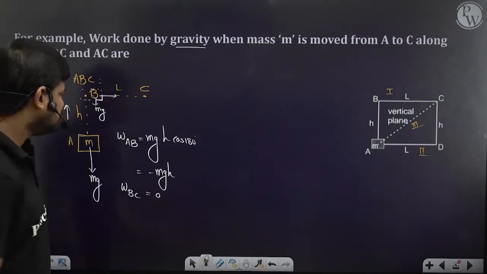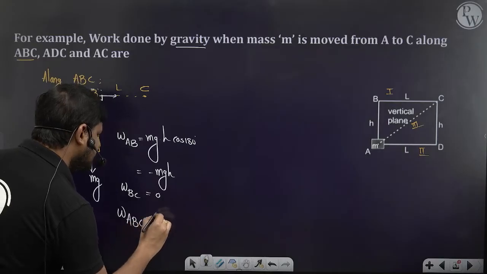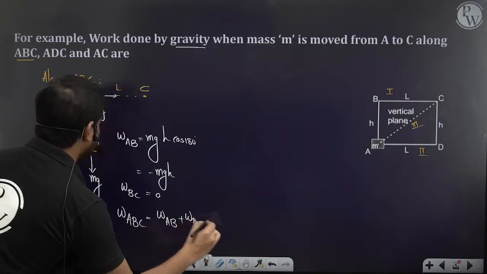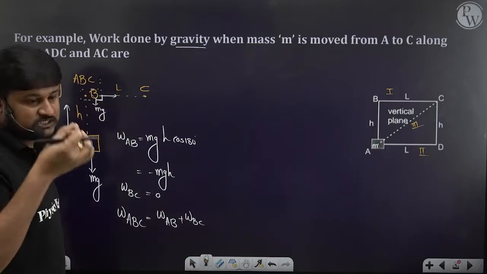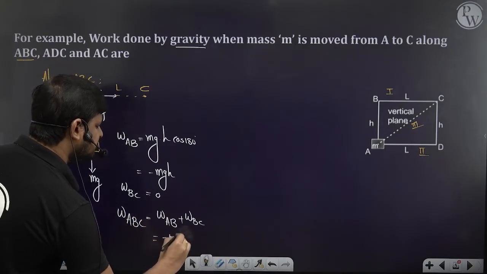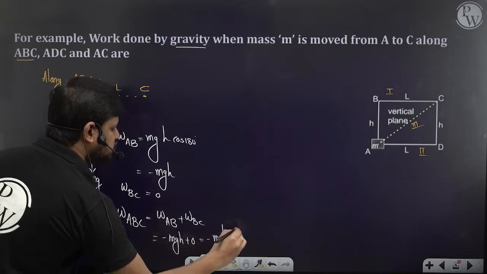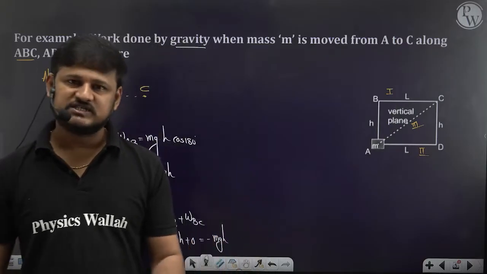Yes or no? Therefore the total work done along the ABC path will be equal to work done in AB plus work done in BC, from A to B and then from B to C. So that's the work done along the ABC path, which is equal to minus mgh plus 0, so total minus mgh. The total work done is minus mgh. Hope this part is clear, guys.